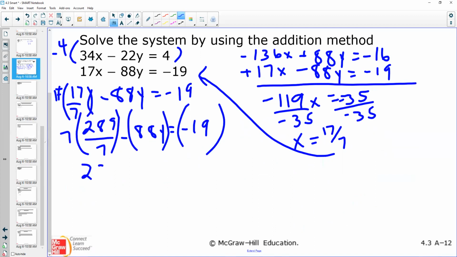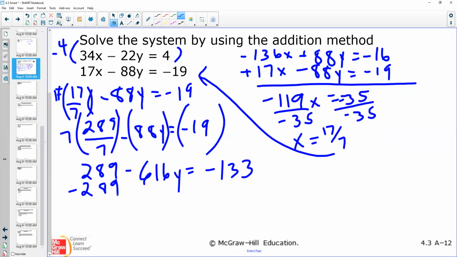So I get 289 minus 616y equals negative 133. Yes, the numbers got big. No, we didn't die. Minus 289. Equals 422. So I get 616y, and then I'm going to divide by 616.